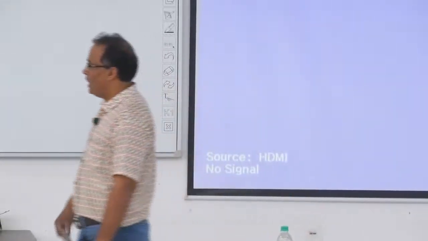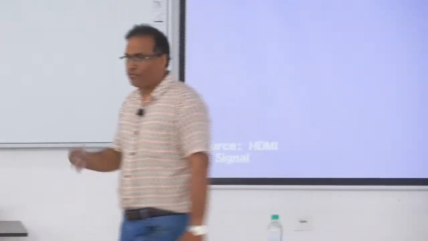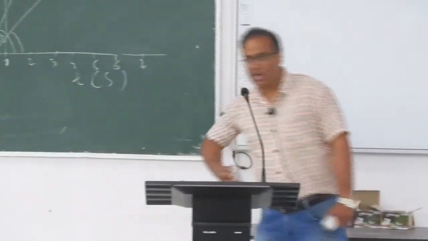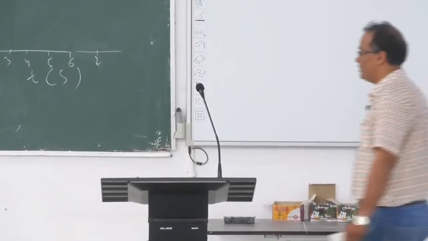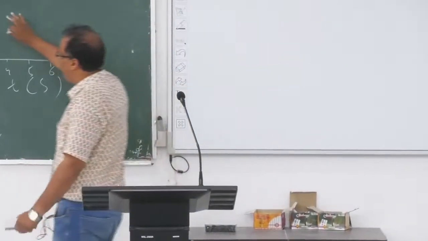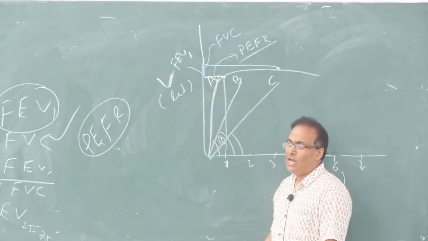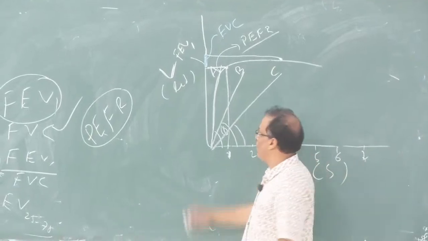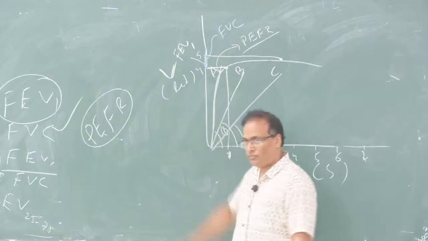Suppose a patient has a bronchitis problem. There can be a moderate degree of obstruction, a severe degree, or a mild degree; that is a possibility. The concept is that whatever volume we are getting in the first one second is the FEV1.